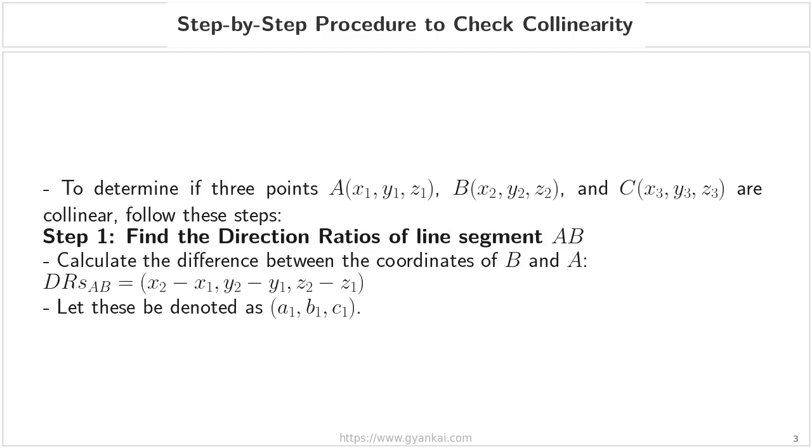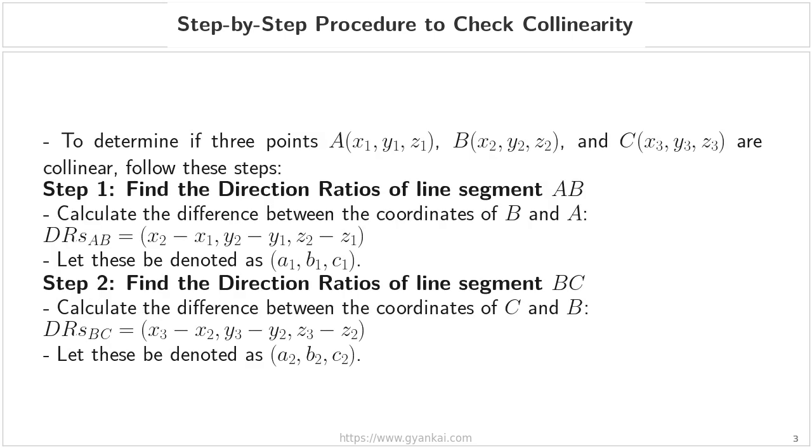Step 1 is to find the direction ratios for the first line segment, which is AB. To do this, you simply calculate the difference between the coordinates of point B and point A specifically. You subtract x1 from x2, y1 from y2, and z1 from z2. To keep our work organized, let's denote these resulting values as a1, b1, and c1.